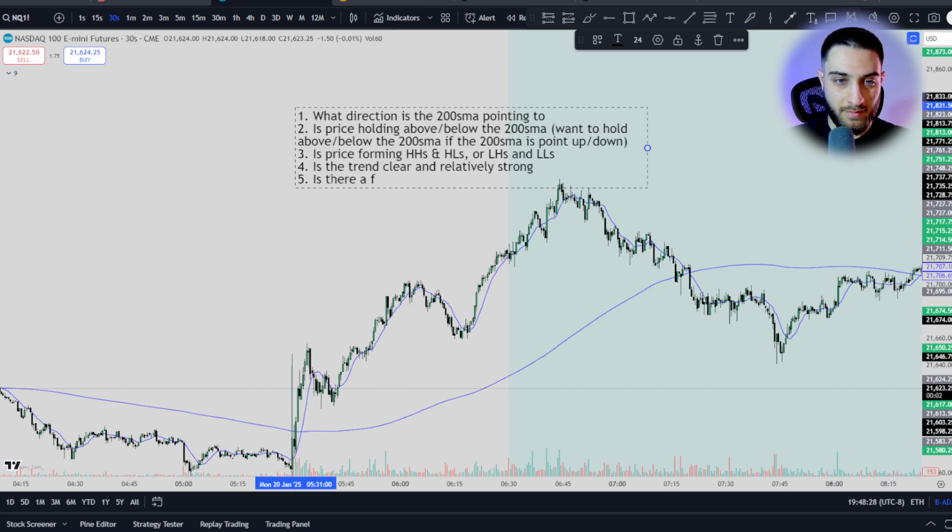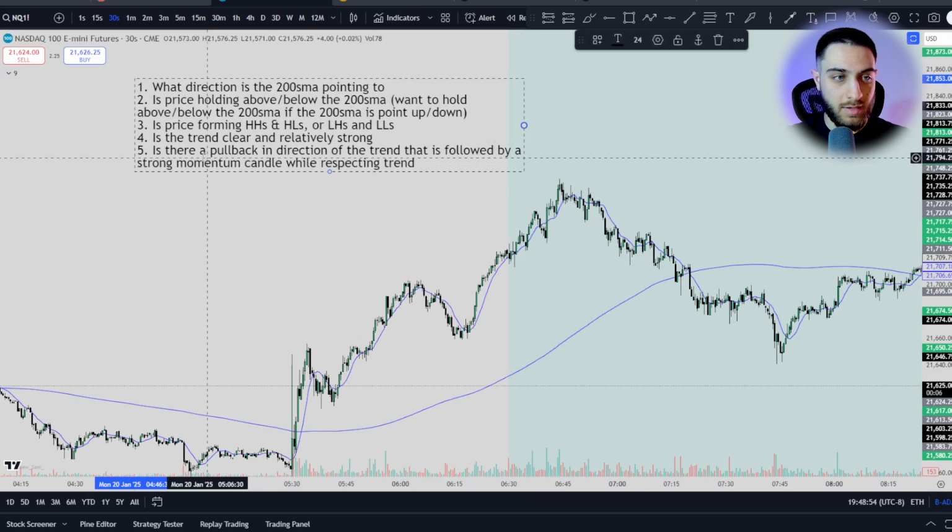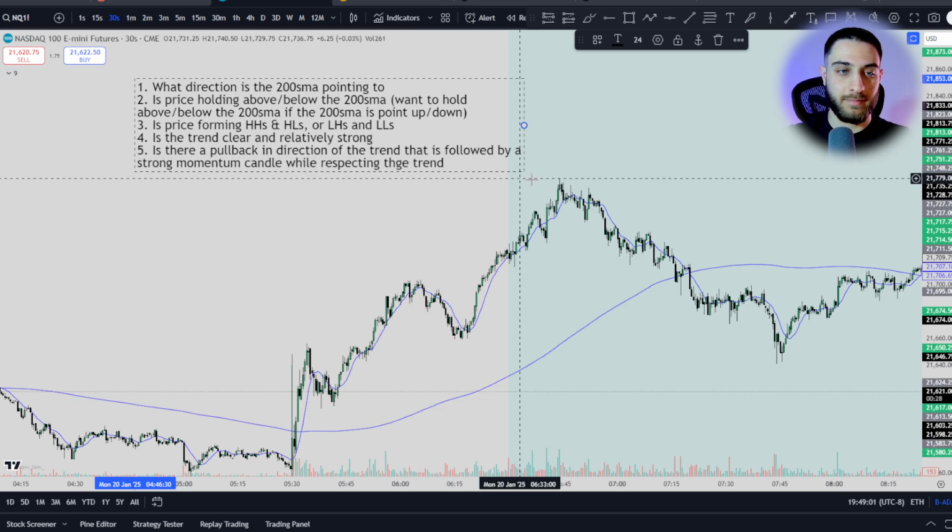And then the last thing we want to see is, is there a fresh pullback in the direction of the trend that is followed by a strong momentum candle while respecting the trend? Is there a pullback in the direction of the trend that is followed by a strong momentum candle while respecting the trend?